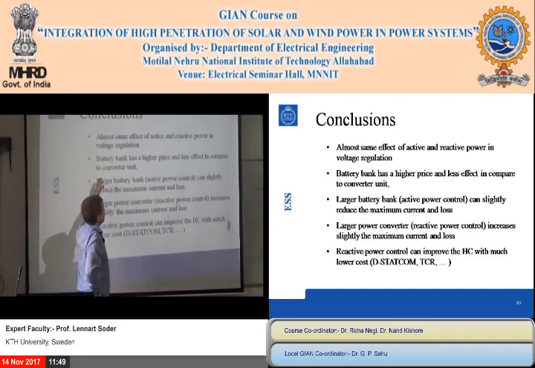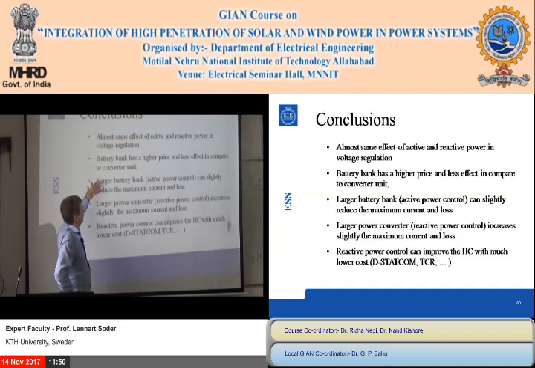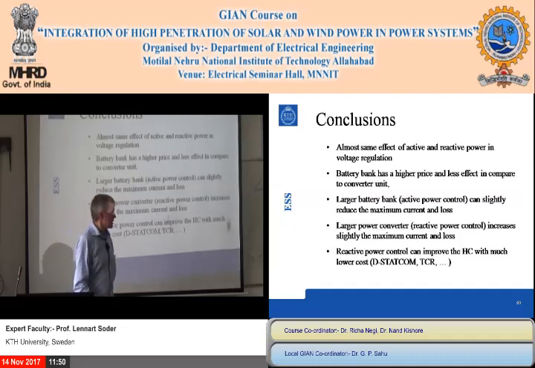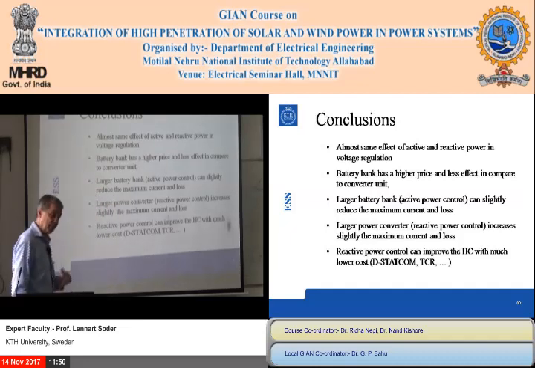So the battery bank has a higher price and less effect compared to the converter unit, but that has to do with the R/X quota, as I said, depending on where you are in the grid, because you have different R/X quotas in different points of the grid. And then this larger battery bank can reduce the maximum current and the loss, so you have an extra benefit of the active power, because the active power reduces losses more than the reactive power. So that is, let's say, a benefit.